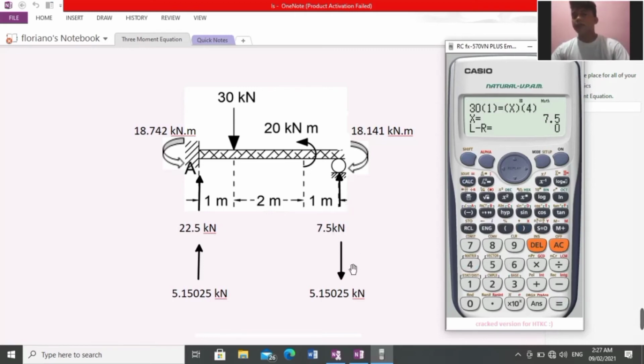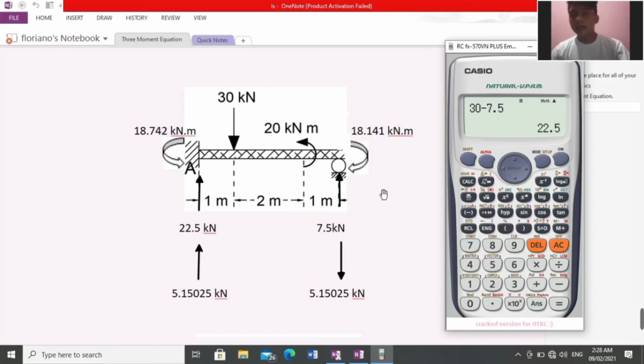So, ang sagot is 7.5. Yung ginawa ko is, diba, ito clockwise, ito counterclockwise. So, nag-moment ako sa A. So, 30, ang distance niya is 1. So, clockwise is equals to x. Yung x natin is ito, yung reaction sa B. And the distance is 4. So, 7.5. So, by summation of forces, y, so 30 minus 7.5 is 22.5 kilonewton. So, meron na tayo.